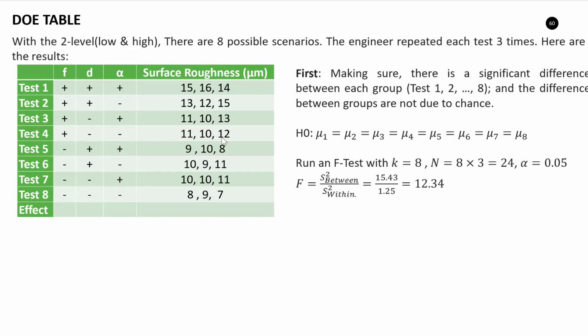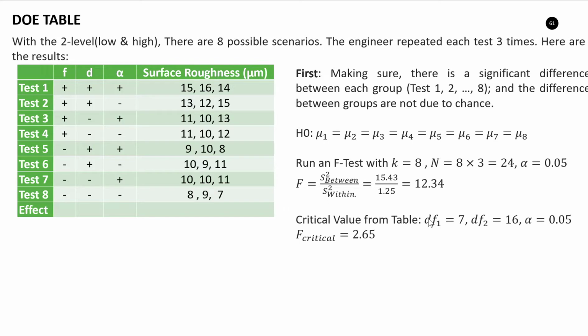But the variance between groups is large. Like treatment 1, the range of values is around 15, 16, but look at treatment 8, it is 8, 9, 7. Large variance between them. Anyway, we have a systematic way to calculate these values, and we find our test statistic F, which is 12.34. We compare it with a critical value.